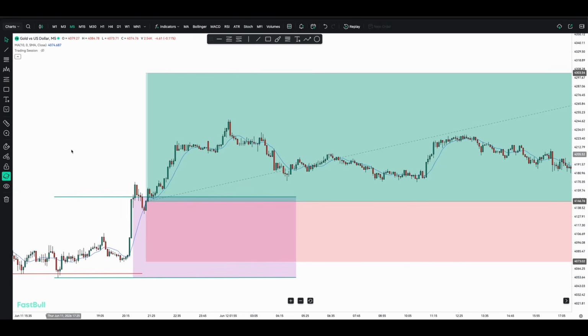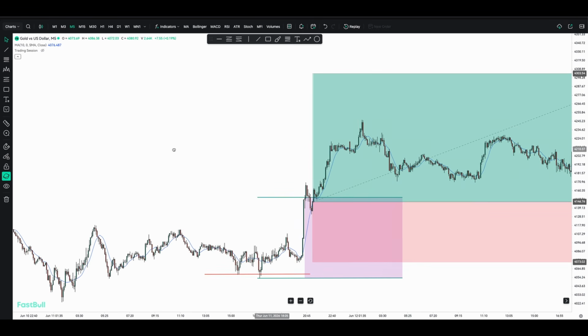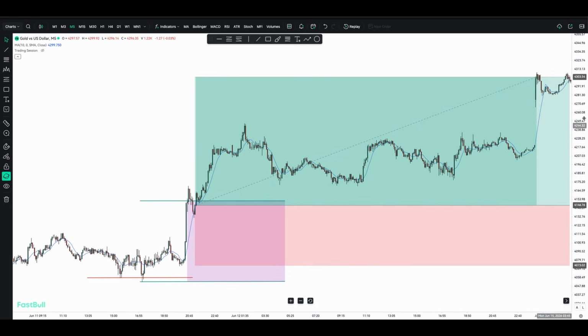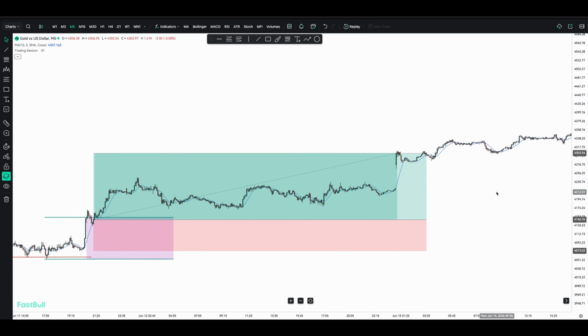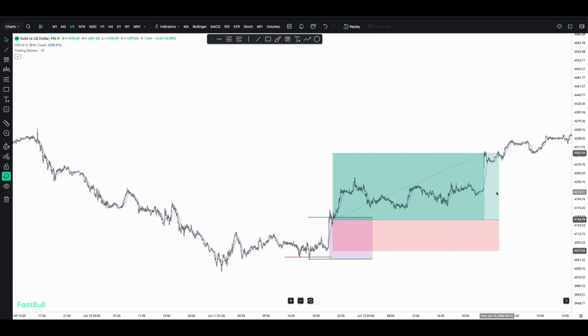So you just keep on doing this. Make sure you're looking for those exact patterns, exact entry criteria as I've shown you, and you'll be on your way to seeing a big change in your trading. This strategy is so simple that if you apply it, you're going to see a drastic change in how you trade. I don't know why you guys like complicating everything.